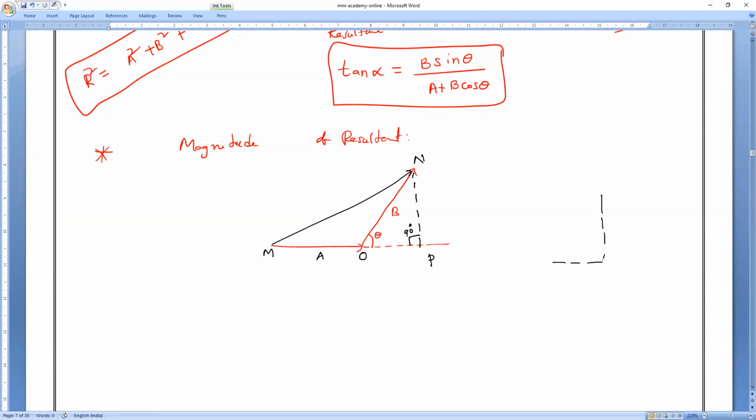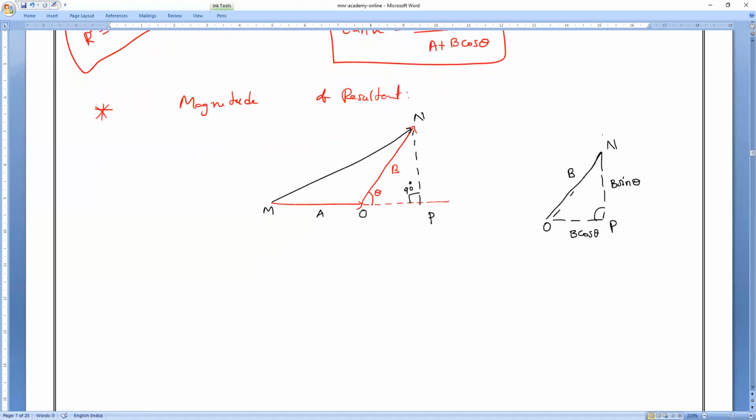So if this is theta, here you can see what will come. Because we know that the resultant is B, here B cos theta will come. And the opposite side will be B sin theta. That is what NP is. We solved this, or not? Everybody remembered this? All of you? Yes, sir.